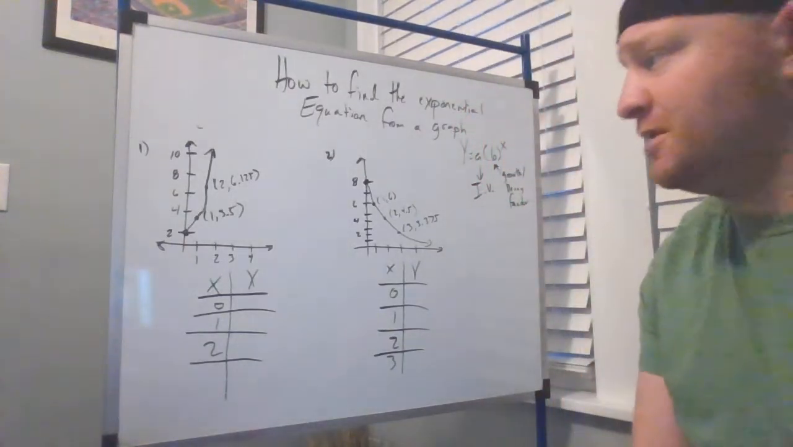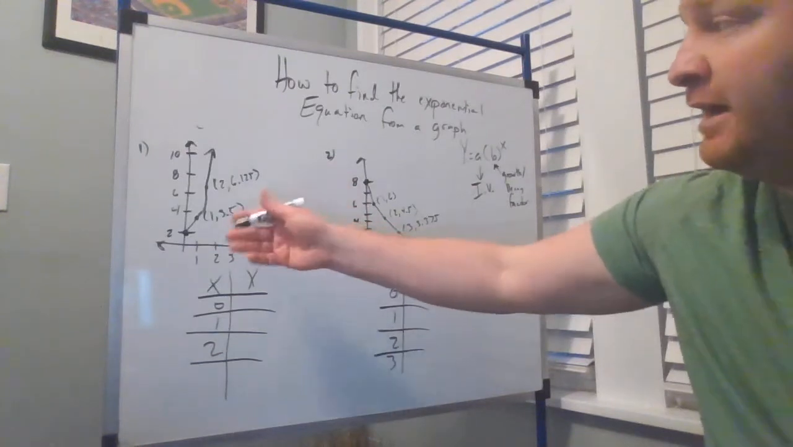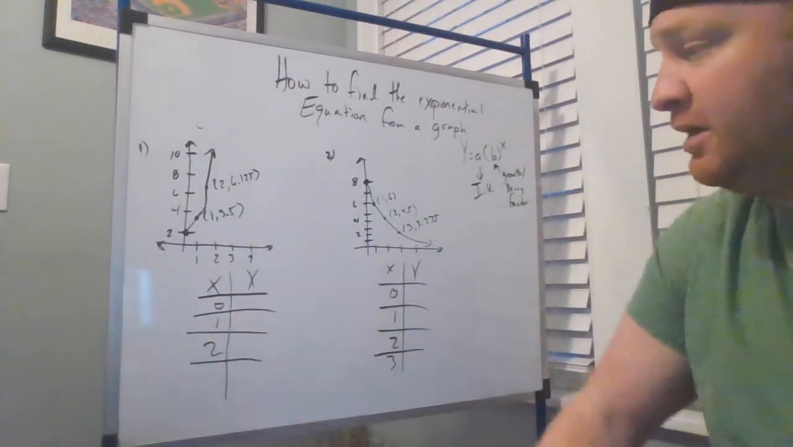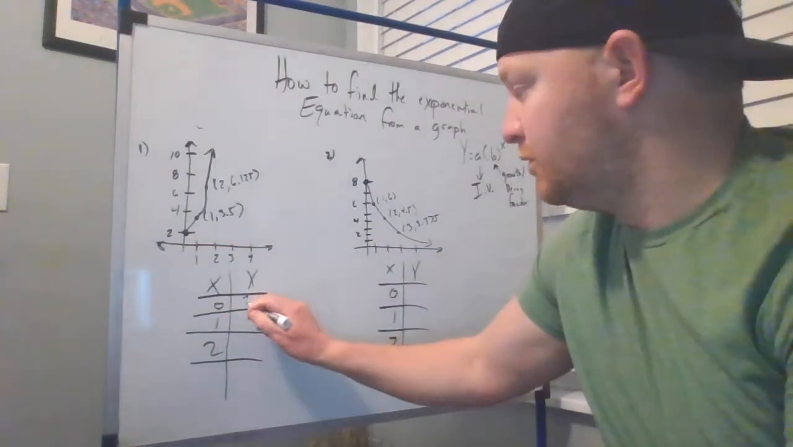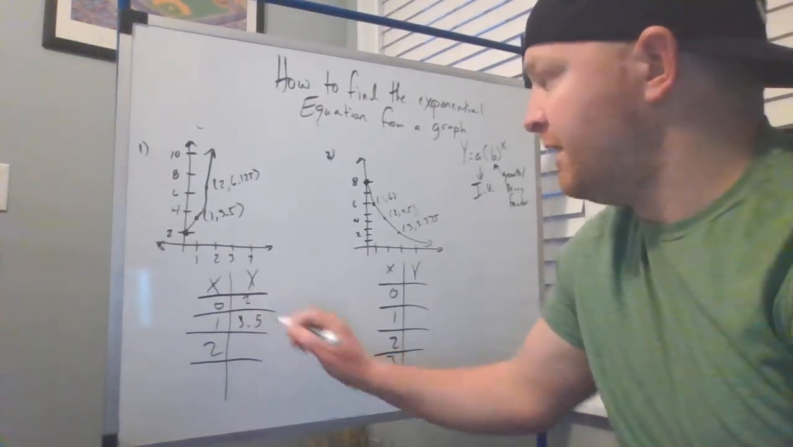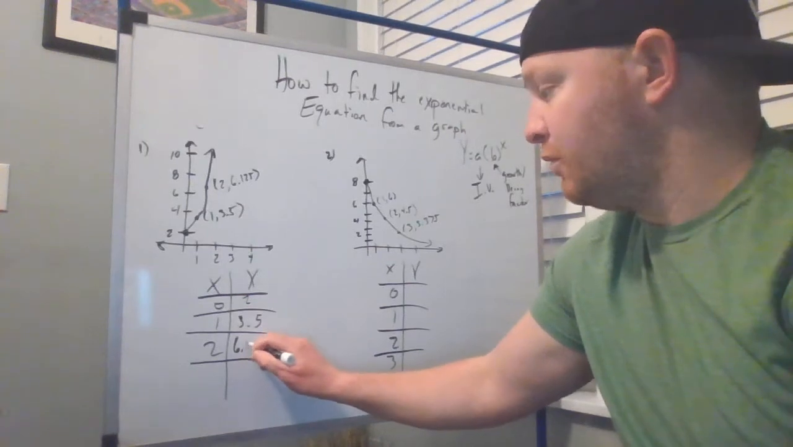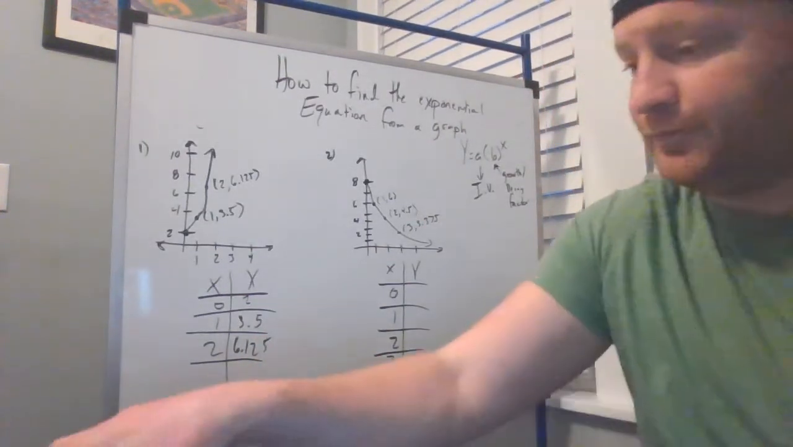So here's how you do this. You just got to find 3 points, and I've explicitly identified the 3 points. In this first example, I make a t-chart, and I just literally list them down. My first point is (0, 2). My second point is (1, 3.5). And my third point is (2, 6.125).